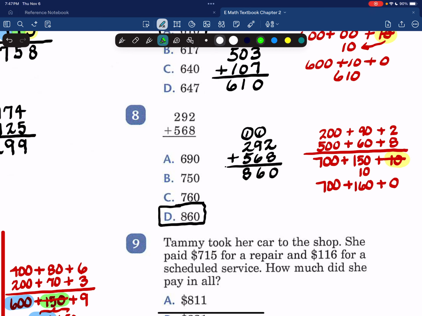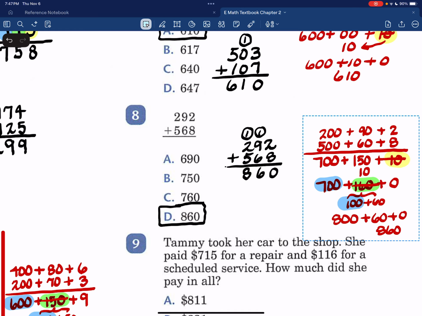And then if you look at that middle column, the rods, you have a 100 plus a 60. And then you can combine the 700 and the 100 to get 800, plus 60 plus 0 is 860. And that's the answer we had.